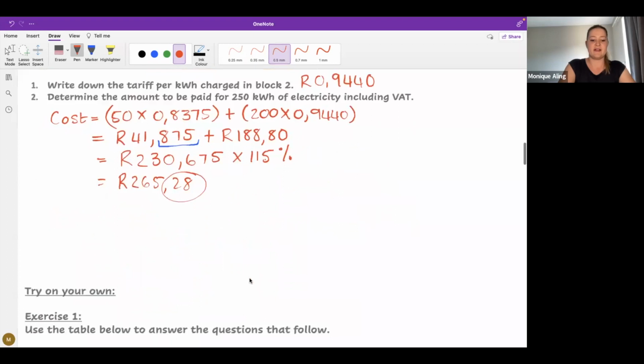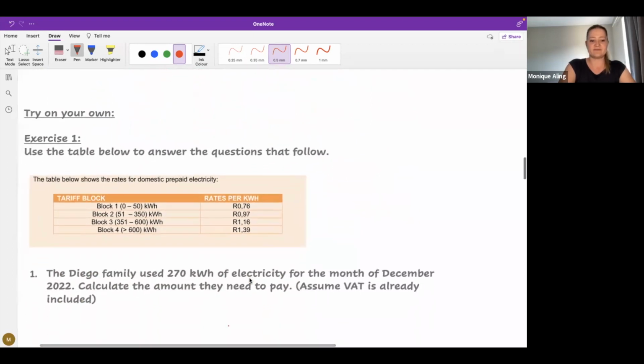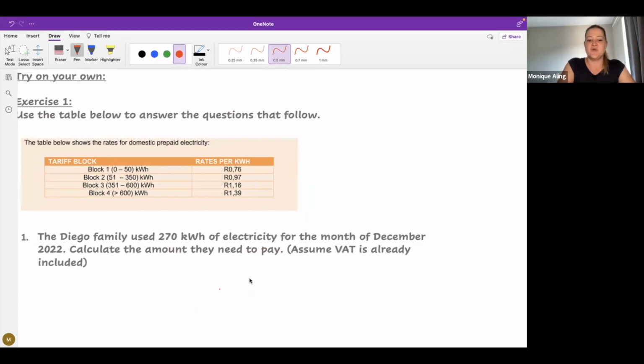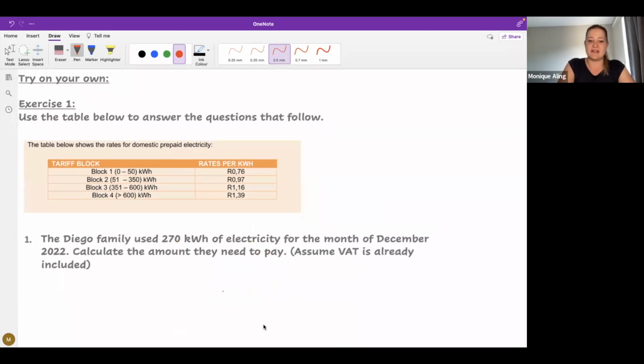Okay, great. Okay, everyone. Now, based on that worked example, let's see if you understood what was happening in the electricity tariff question.